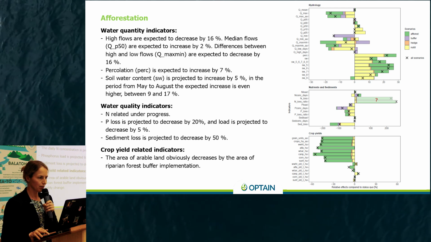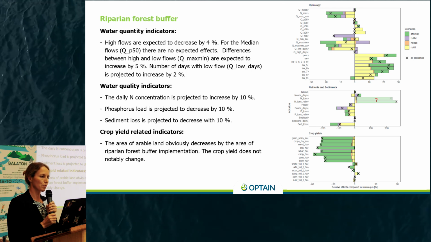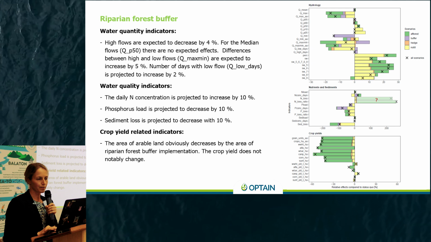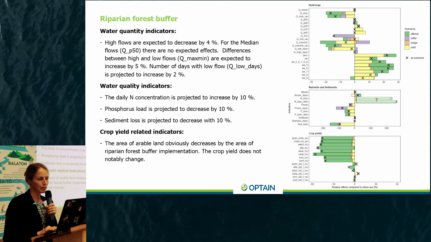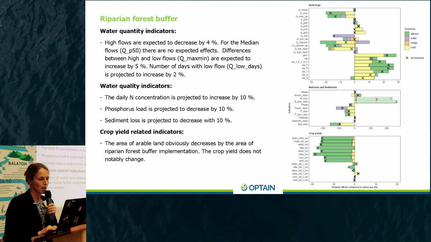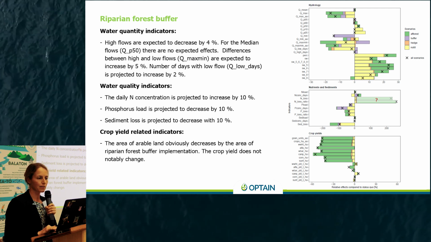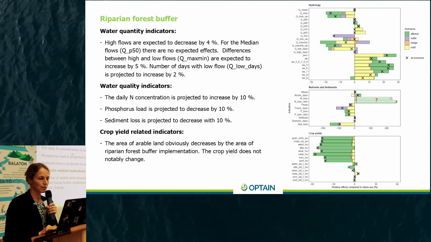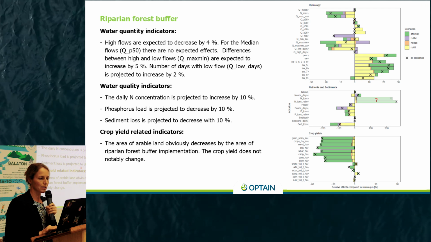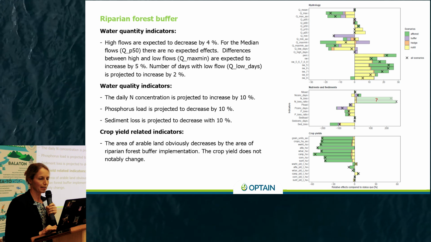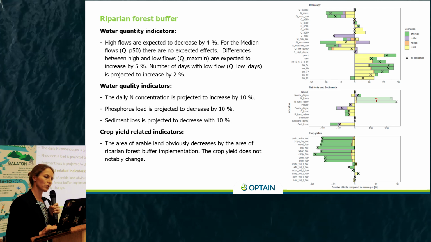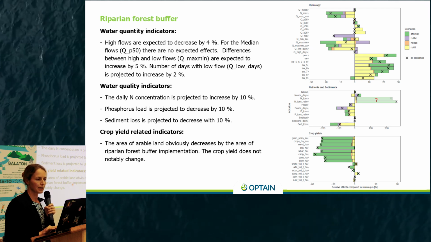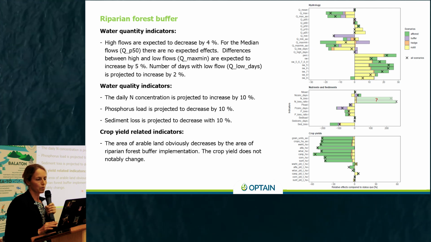Okay. Then let's see the influence of the riparian forest buffer. So it has low influence on the water quantity indicators. Water quality indicators are much higher. So the daily nitrogen concentration, the phosphorus load, and the sediment loss are projected to decrease by 10. Sorry, the daily nitrogen concentration is projected to increase by 10%. And for the crop yield related indicators, no influence on it.